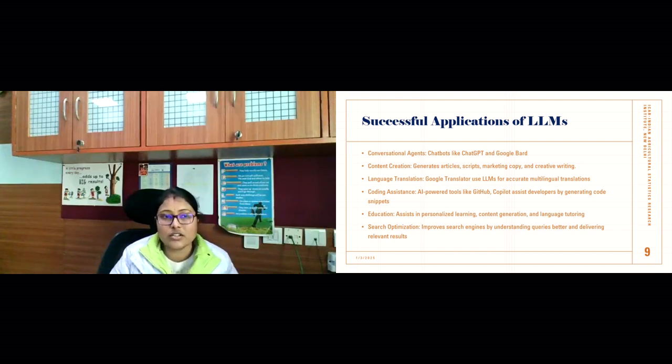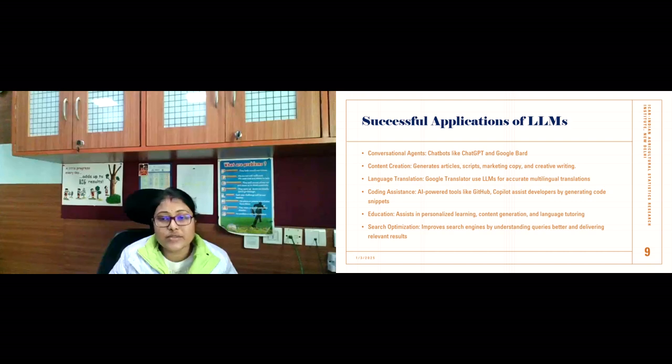So content creation can be done using large language models. There is also language translation. An example could be Google Translator, which is also using large language models for accurate multilingual translations. Then there is assistance in coding.